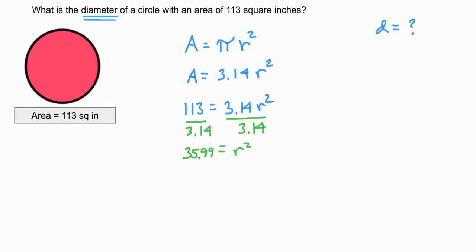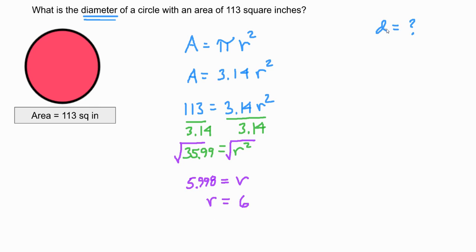Now, the last thing that we will always do in problems like this is to take the square root of both sides, because we need to know r, not r squared. By taking the square root of both sides, we find the value of r. So the square root of 35.98 is 5.998. Now for these purposes, I'm going to round that because that is so close to 6. I'm going to say that r is approximately 6.